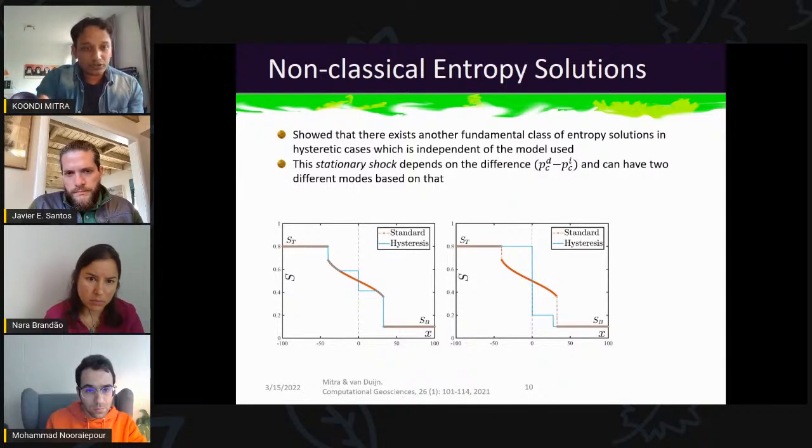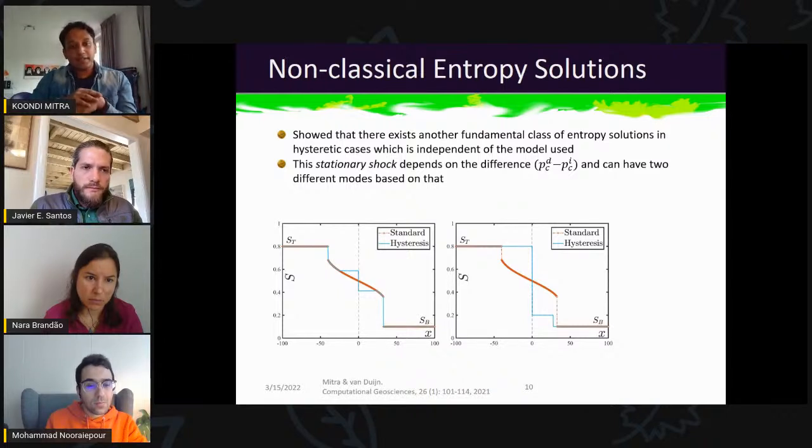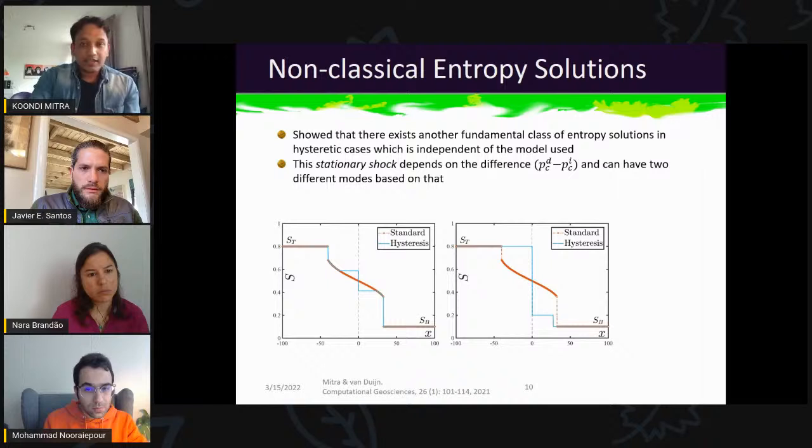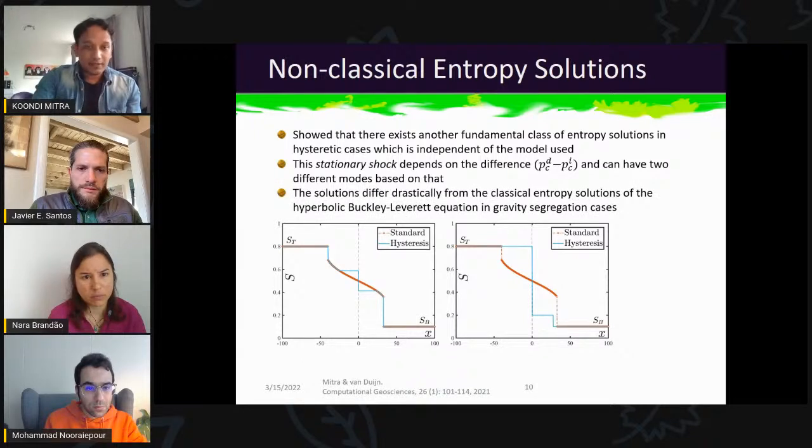And there can be two modes of this jump. If this difference is small enough, then this jump still looks kind of similar to the old entropy solutions. But if this is large, then this jump can make the solutions look completely different from the standard model. And this can have deep consequences in, for example, oil and gas extraction. And it flies in the face of the established theory of entropy solutions. So we thought that it is a very important result also to highlight.